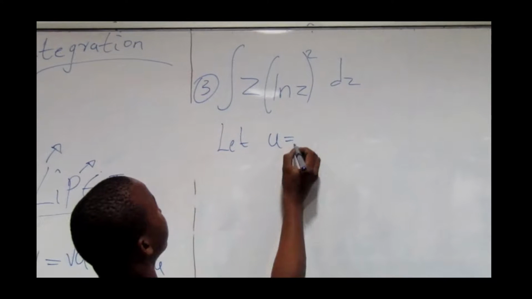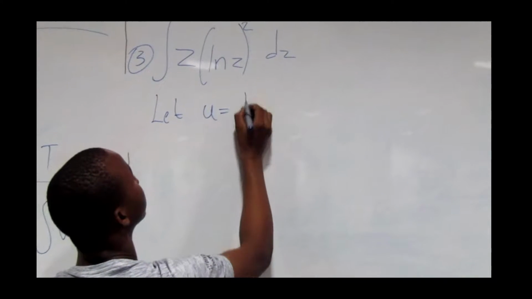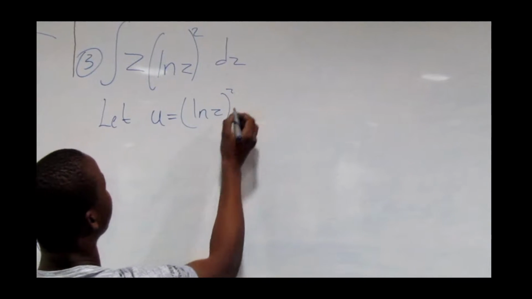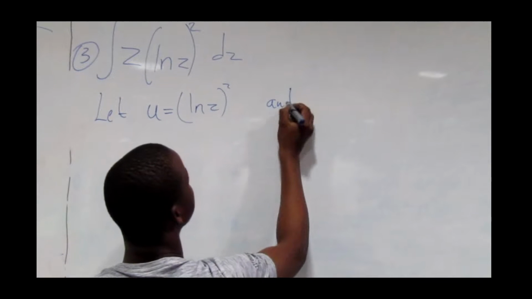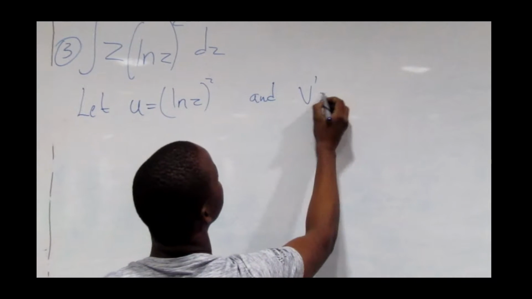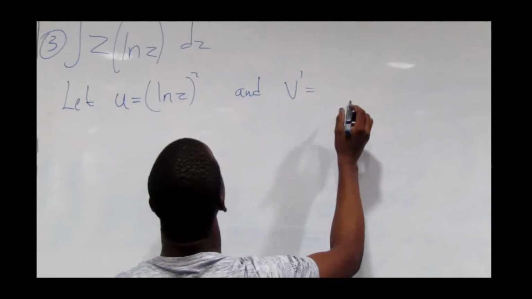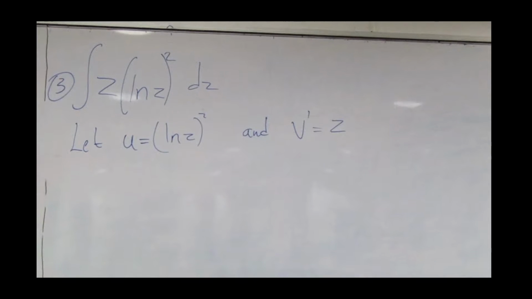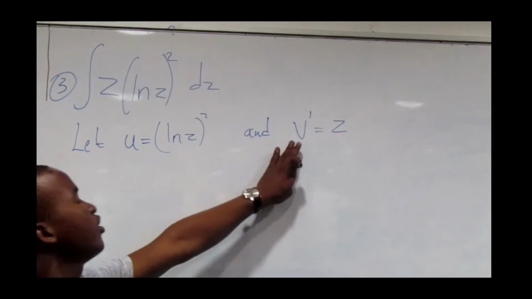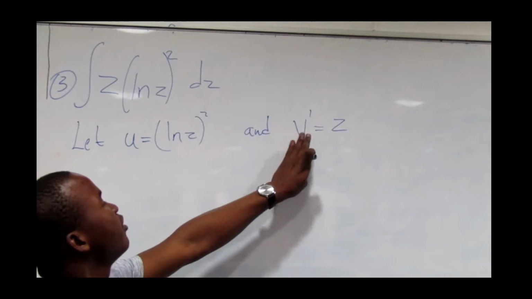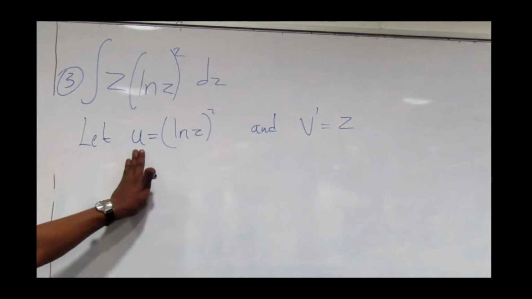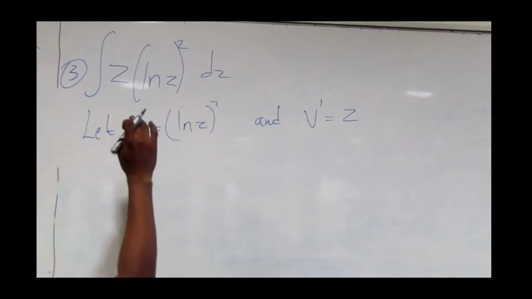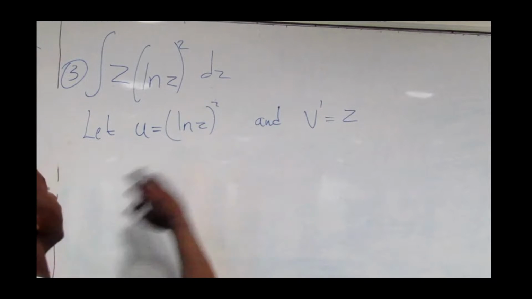Let u be equal to ln z the whole squared, and v prime be equal to the polynomial z. So for this one we take the derivative, and this one we integrate. Then from there we differentiate this and integrate this accordingly.